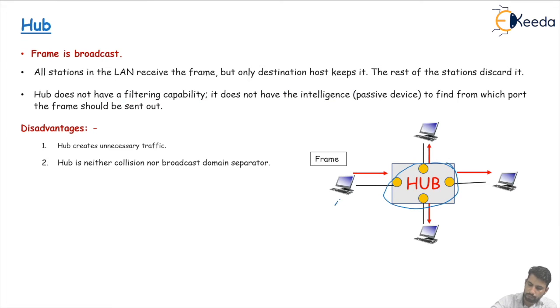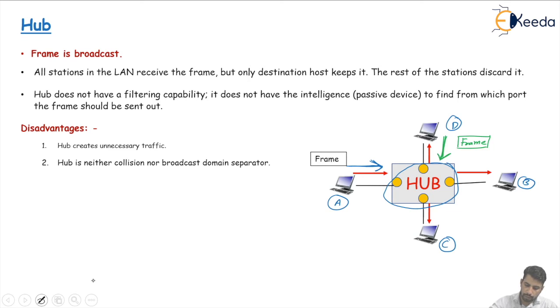For example, this is device A, this is device B, this is device C and this is device D. From one machine a frame is transmitted to the hub. From machine D also a frame is transmitted to the hub. The hub will regenerate or make multiple copies of these frames and forward them to the ports. You see here we will get multiple copies.